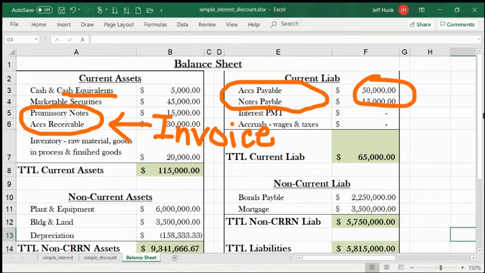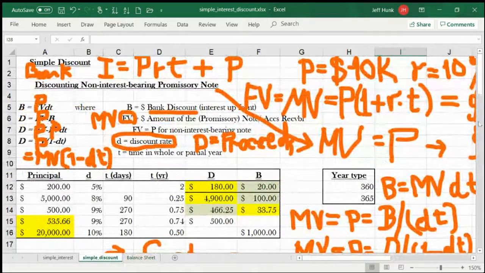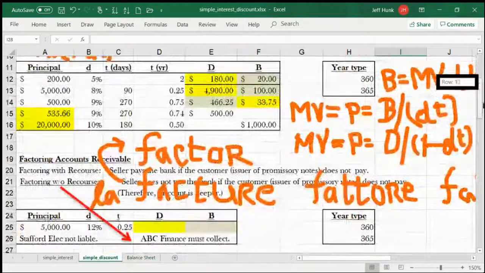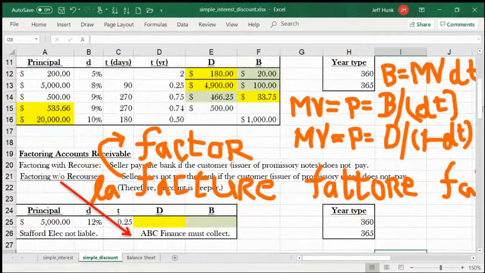Or, to facilitate prompt payment, they generally give something like a discount for early payment. But anyway, the physical proof of accounts receivable is the invoice. And then remember, what does factor mean? Invoice.